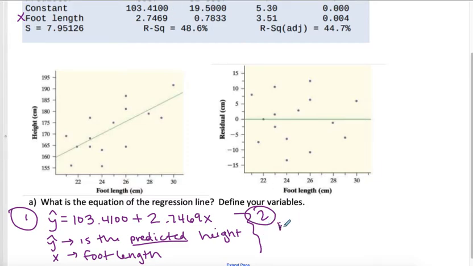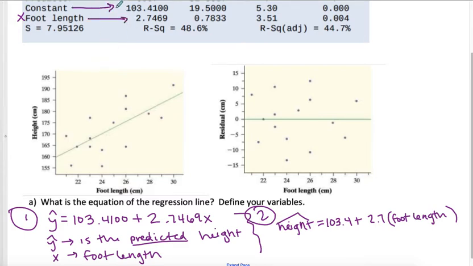So on this one, if we had height equals the same numbers, and I'm going to fit it in here by rounding, times foot length. So now I'm defining my variables inside my equation, or I can define my variables outside of it. But this is where I'm getting my constant, the y-intercept, and my slope with the foot length x value.